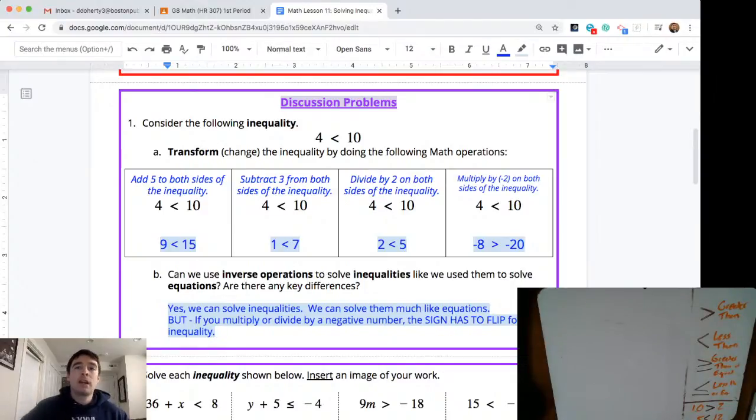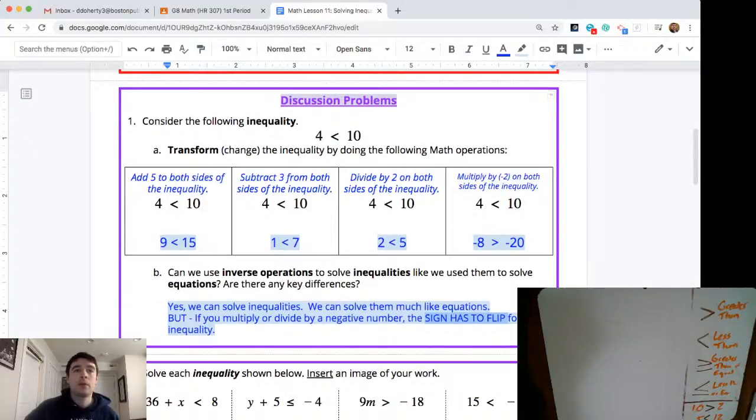So a big thing to recognize, and we saw this when we multiplied by -2, you're allowed to do the same operation to both sides of the inequality to solve, but there's one new rule, which is if you multiply or divide by a negative number, because you're taking the entire opposite of the equation, you have to flip the sign.